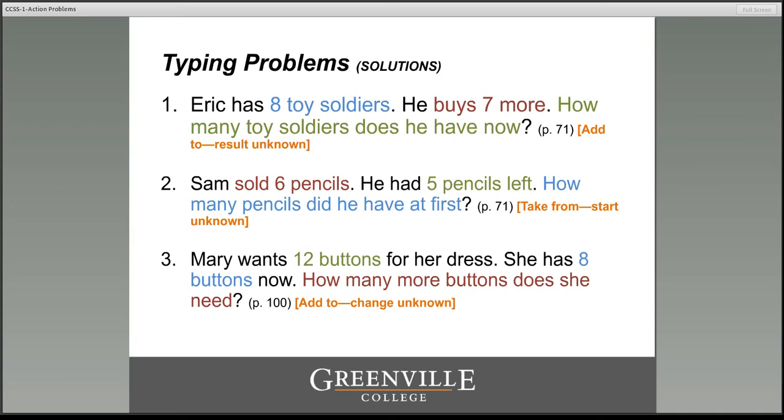As I looked at each of the problems, I first tried to figure out whether they represented add to or take from situations. In the first problem, a set of toy soldiers will increase in the problem. And in the last problem, a set of buttons will increase. So both of those represent joining situations or adding to situations. In the second problem, pencils are being sold. That action is a take from situation.